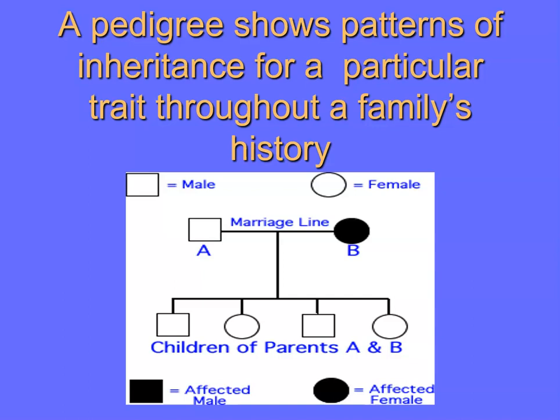Now, in terms of what it's showing for the inheritance of a trait, we don't know what the trait is, but people that have the box or circle shaded in would be affected by that trait. They express the phenotype for that trait. So, according to this pedigree, only the mother has that trait.